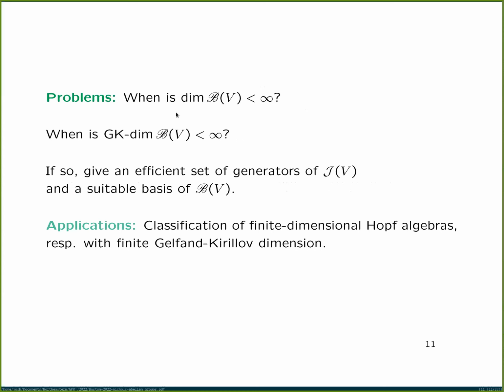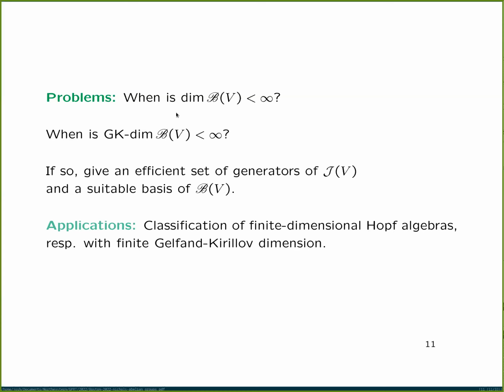The dimension. So what are the problems you want to solve about this Nichols algebra? Essentially, there are two or three problems. The first is, more or less, a part of the second. The first problem is when the dimension of B(V) is finite, because we are usually assuming that the dimension of V is finite.